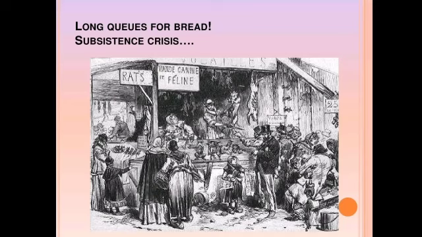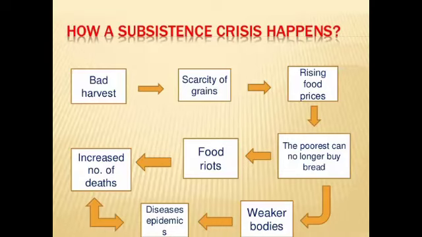This led to a subsistence crisis, something that occurred frequently in France during the old regime. Subsistence crisis is an extreme situation where the basic means of livelihood are endangered. Now, how a subsistence crisis happens.